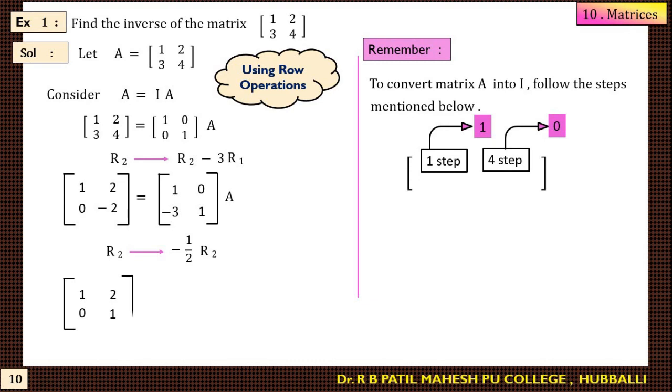Next, right side, first row as it is 1 0, and second row is divided by minus 1 by 2, or the elements are multiplied by minus 1 by 2. So it is minus into minus plus. So 3 into 1 by 2 means 3 by 2. And next element is 1 into minus half means it is a minus half, and into A as it is.